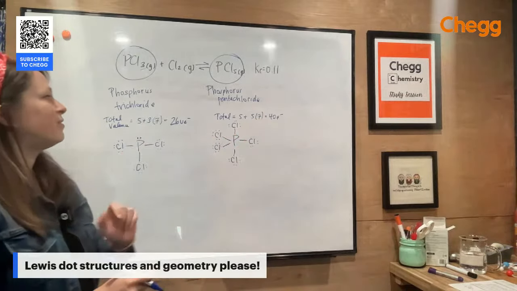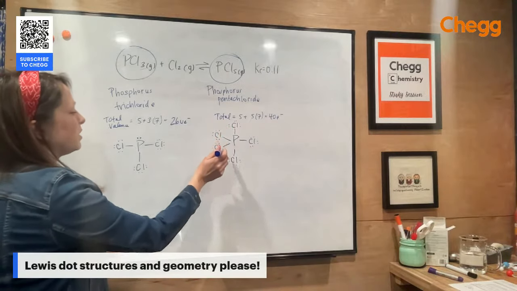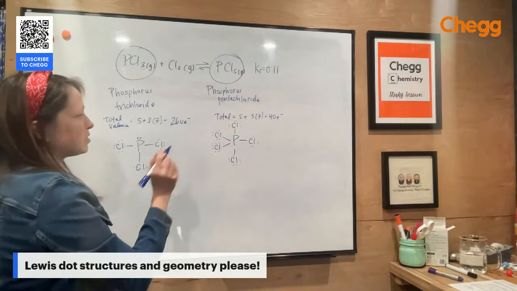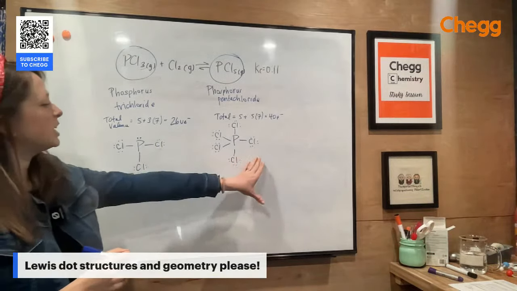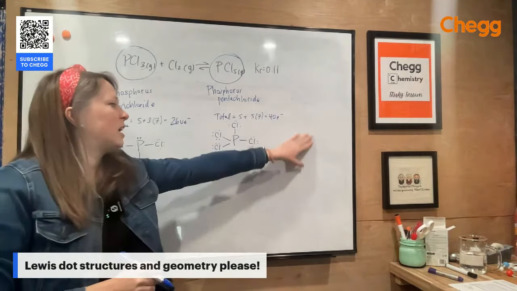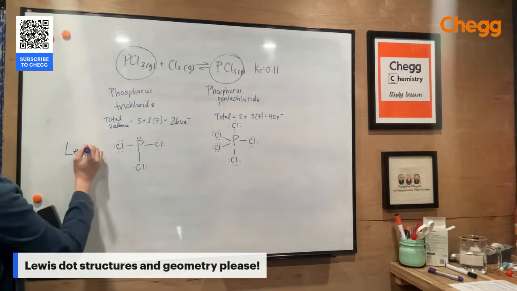Let's double check the phosphorus pentachloride now. So I have 8, 16, 24, 32, 40. So that one checks out. I don't need any extra lone pairs, and this is going to change how the geometry is. All right, so now let's take that Lewis structure and translate that into geometry.